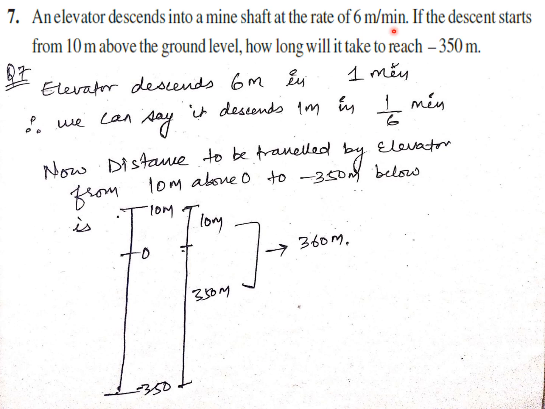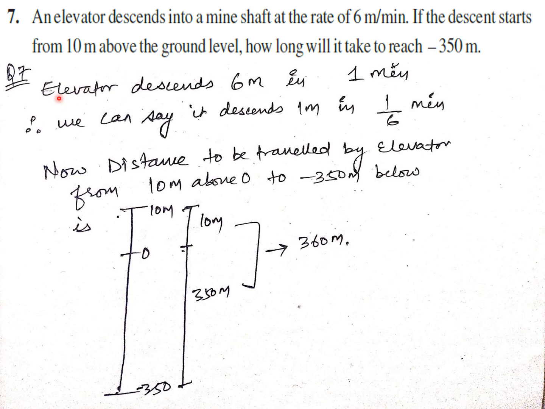In 2 minutes, 12 meters. In 3 minutes, 18 meters. In 4 minutes, 24 meters and so on. We have to see that presently the lift is 10 meter above the ground. Ground is at 0. And we have to move from this 10 meter to 0 and then down to minus 350. So in total we have to move 360 meters, because till this point it is 350, till this point it is 10, and by adding them we have to move a distance of 360 meters.